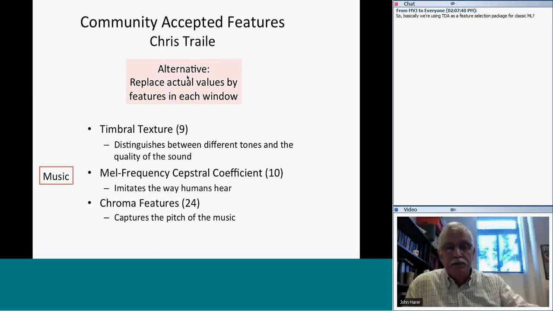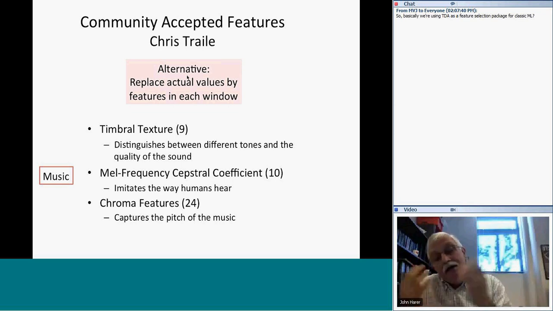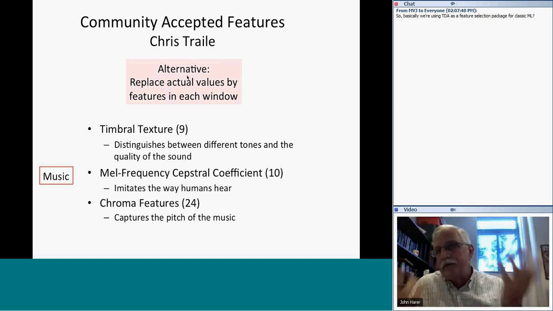So Chris, who's a graduate student here, came up with an alternative which we like a lot, which is to say, instead of taking the actual function values in the window, you take a window, and you have to pick the size that you know is going to give the best answers for when the cycle repeats. And within that window, compute features directly, right? So you don't have to just take the raw function values.